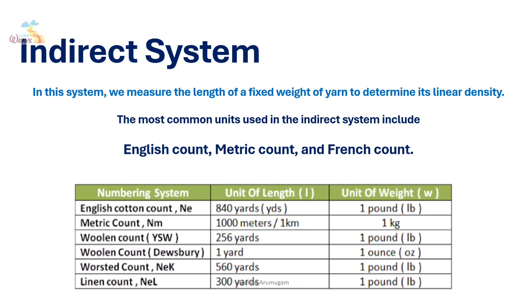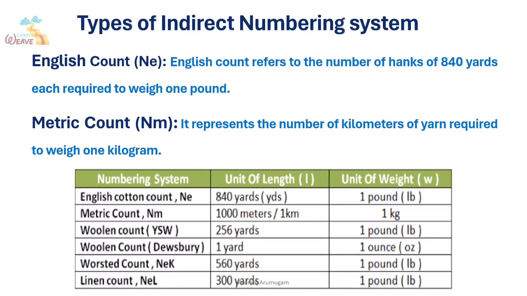Now, let's move on to the indirect system of yarn linear density measurement. In this system, we measure the length of a fixed weight of yarn to determine its linear density. The most common units used in the indirect system include English count, metric count, and French count. Here's a closer look at each type of indirect measurement.